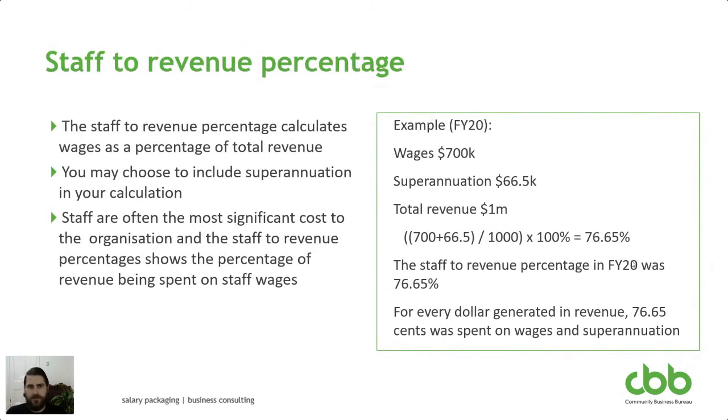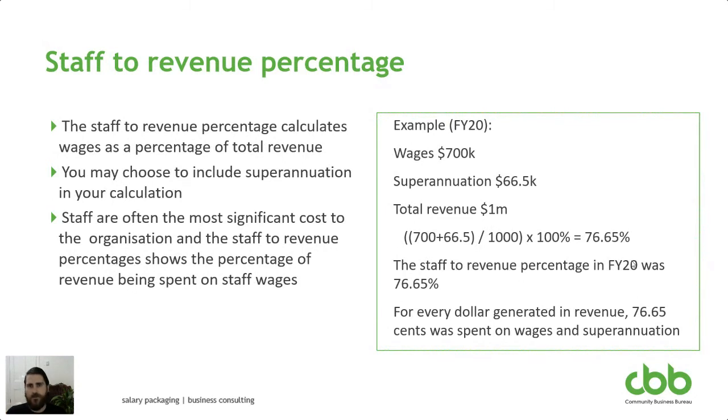As previously mentioned, staff are often an organisation's single biggest cost, and for that reason, it's worth looking at the staff to revenue percentage. The staff to revenue percentage calculates wages as a percentage of total revenue. You may choose to include superannuation in your calculation. It's entirely up to you. Note that superannuation is a compulsory payment that's required in Australia, so it may be prudent to also include that in your calculation.